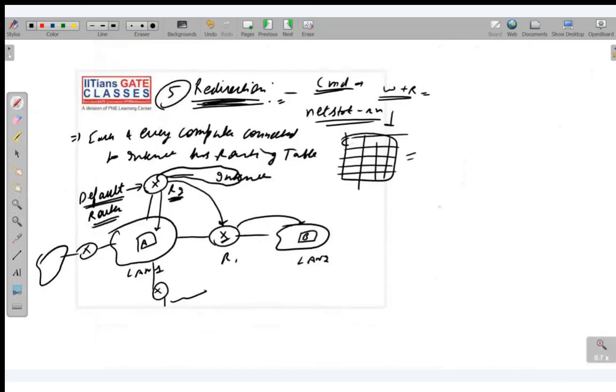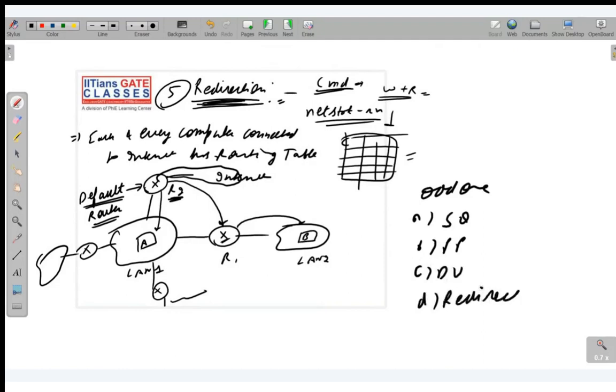Okay, so they can say odd one out, so they will say source quench, parameter problem, destination unreachable, and redirection. So what is the odd one out? Redirection, because everywhere packet is dropped, but here packet is not dropped.